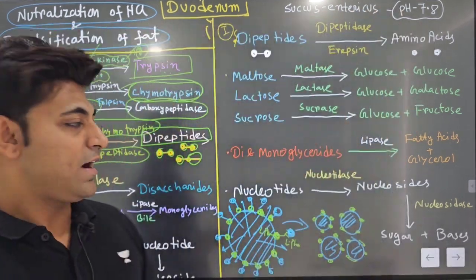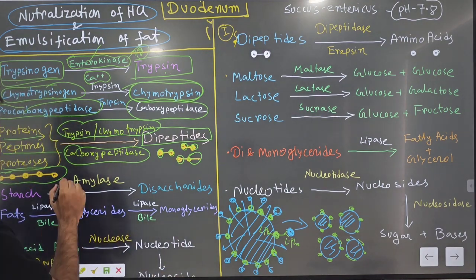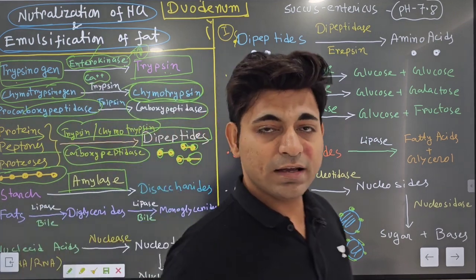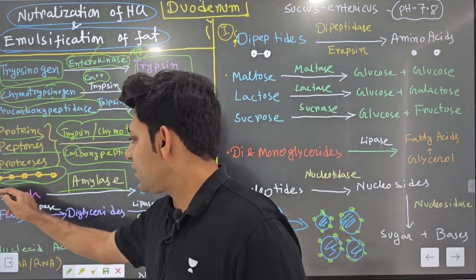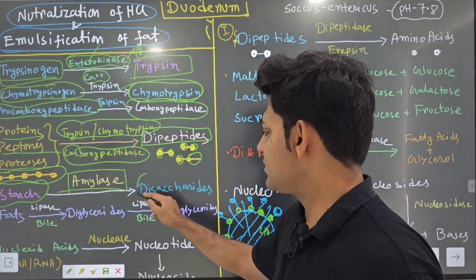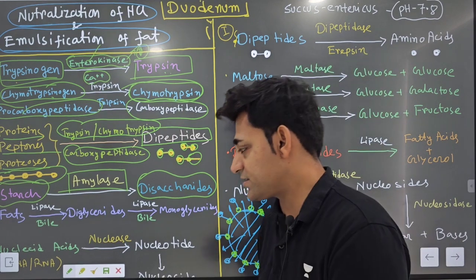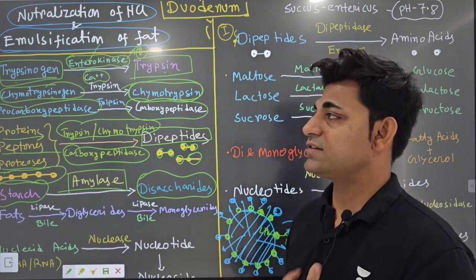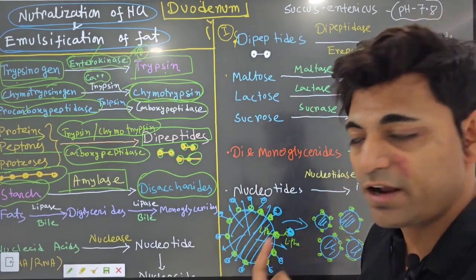Okay, now pancreatic juice also has one amylolytic enzyme called amylase, pancreatic alpha amylase, that will break down the starch and other complex carbohydrates into disaccharides. Who are disaccharides? Disaccharides are like maltose, disaccharides are like sucrose, disaccharides are like lactose.